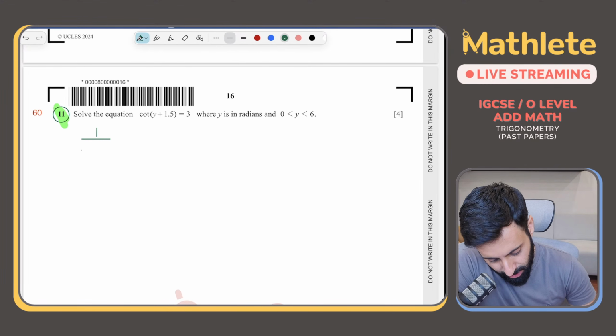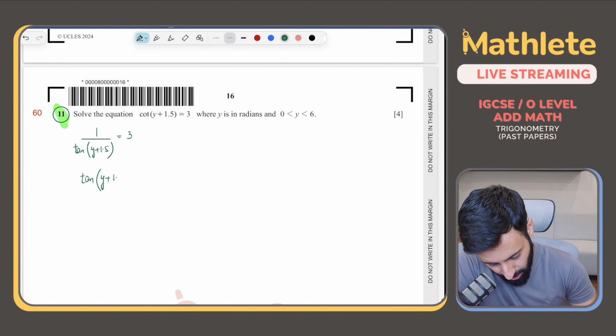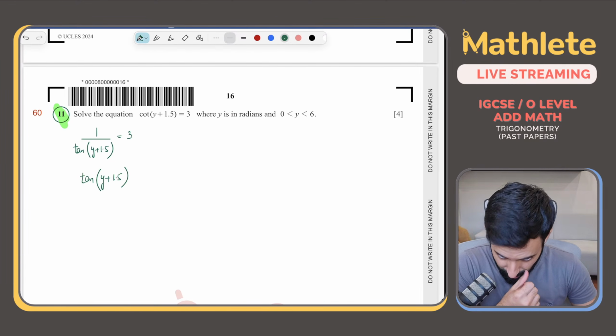Cot can be written as 1 upon tan. So 1 upon tan(y + 1.5) equals 3. Okay, now this leads to the conclusion that tan(y + 1.5) equals 1 upon 3.